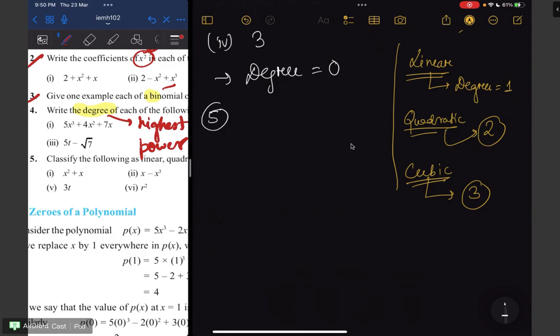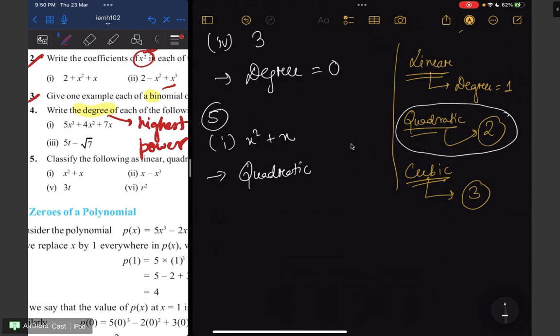So the question says classify the following as linear, quadratic and cubic polynomials. So we need to say whether these polynomials are linear, quadratic or cubic polynomials. So let's solve it quickly. Question number 5, number 1 is given as x square plus x. So what is the degree of this polynomial? Degree means the highest power, which is 2. So if the degree is 2, the polynomial is what? Quadratic. So we'll write it as quadratic polynomial. For the second one, it is x minus x cube. What is the degree? The degree is 3 because the highest power is 3. So it is a cubic polynomial.